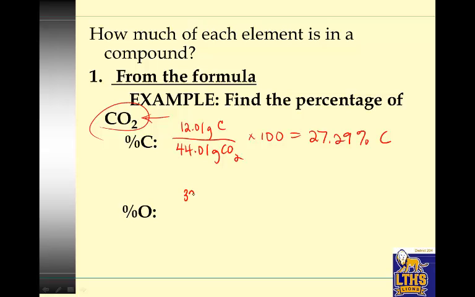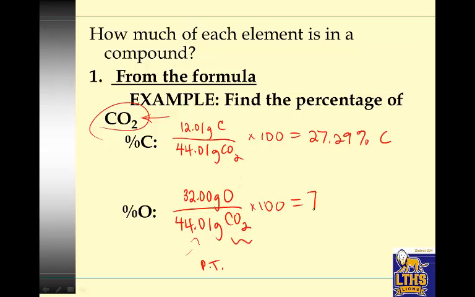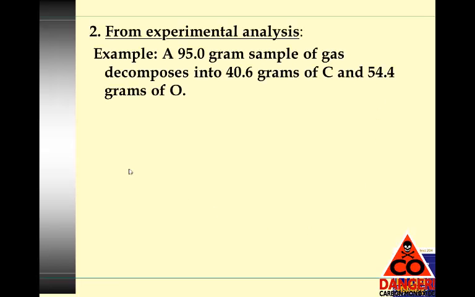What about oxygen? Well, there are 32.00 grams of oxygen for every 44.01 grams of carbon dioxide. Now, where did I get the 32? Periodic table. Where did I get the 44.01? Periodic table for the total. Part over total. Times 100. And then you get 72.71% oxygen. Okay, so you can find percent of each element in a compound by taking part over total, part over total, part over total. Don't you forget it.